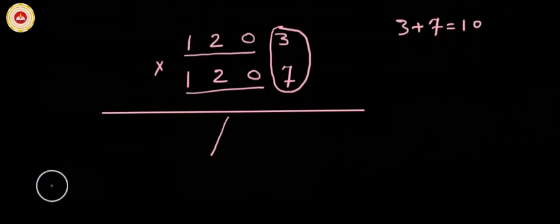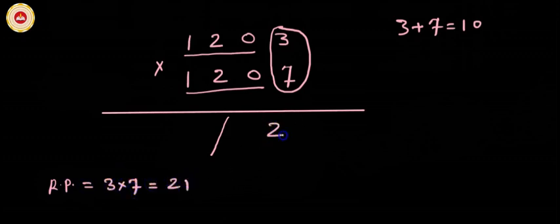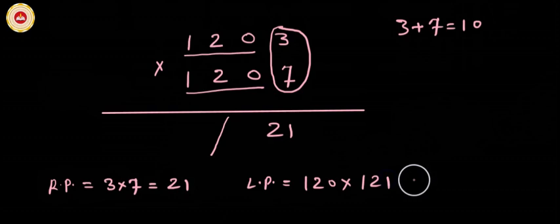Yes, let us calculate right part. 3 multiplied by 7 is 21 and write 21 in right part. What is left part? Multiply identical digits with its ekadhik. Ekadhik of 120 is 121. So let us multiply by using Urdhva Tiryaka Sutra.